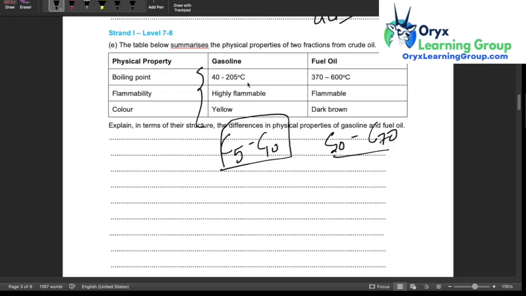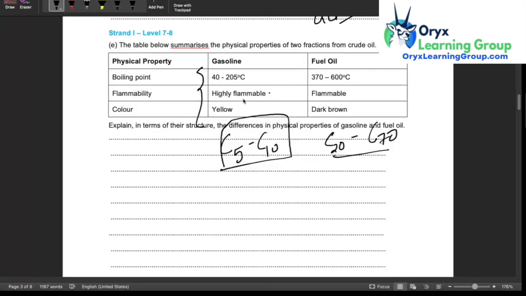Very good. Then flammability. In case the chain is short in length, it will be highly flammable, right? So gasoline will be highly flammable. And as you increase the chain size, the color becomes darker and darker. Fuel oil is dark brown, whereas gasoline is yellow.